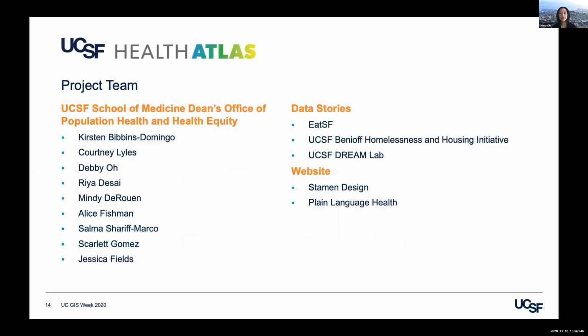And just wanted to recognize that Health Atlas has been a collaborative effort. It was developed with support from the UCSF School of Medicine's Dean's Office of Population Health and Health Equity. We got expert guidance from some faculty at UCSF for our data stories. And we're also fortunate enough to have the creative and technical genius of Stamen Design, as well as writing expertise from Plain Language Health.